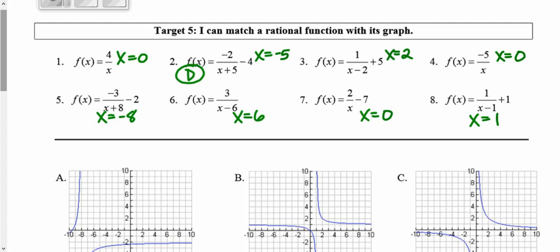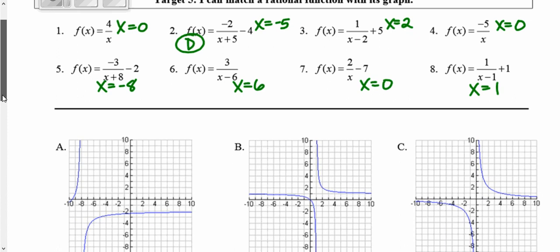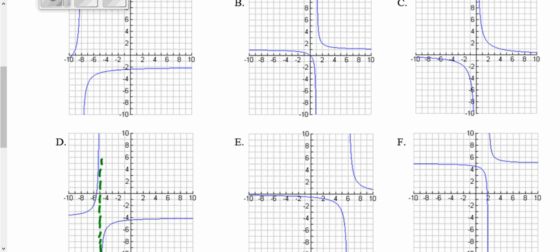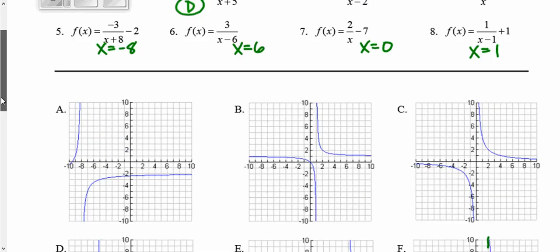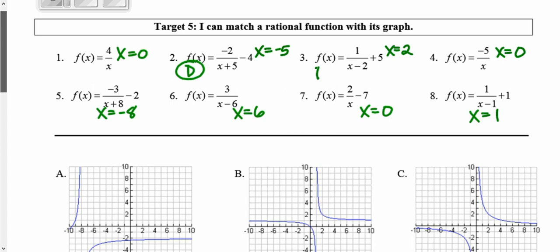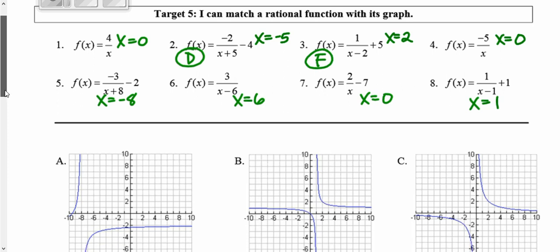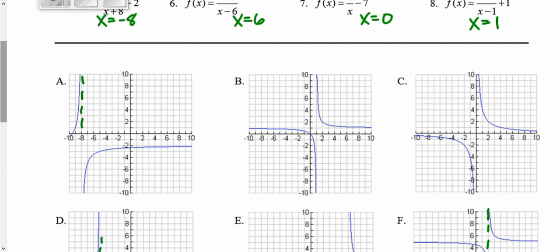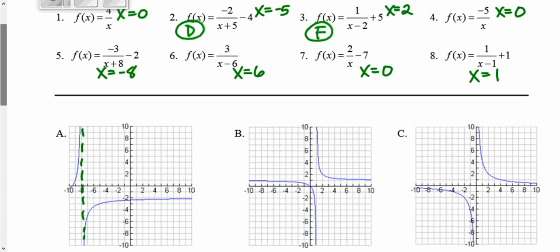goes with D. And you can match this either way if you want to do numbers to letters or letters to numbers. Number 3 is the only one that has a vertical asymptote at 2. So again, I'm going to go through and see if I can see a vertical asymptote of +2. And this one on F, I can see that vertical asymptote is at +2. So number 3 goes with F. I'm skipping 4 because that has a vertical asymptote of 0, like a couple other of them do. And then number 5 has x equals -8. So I can see that vertical asymptote here for A, so 5 goes with A.